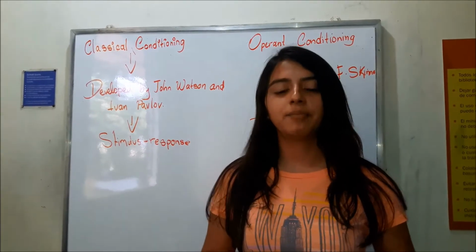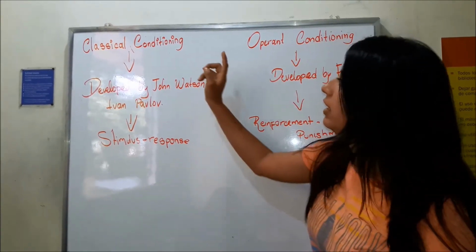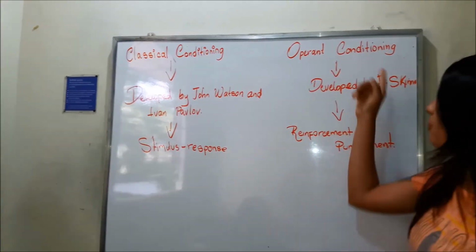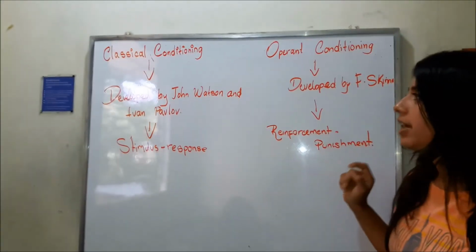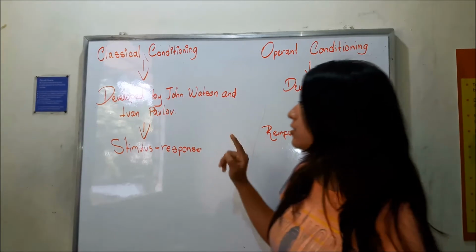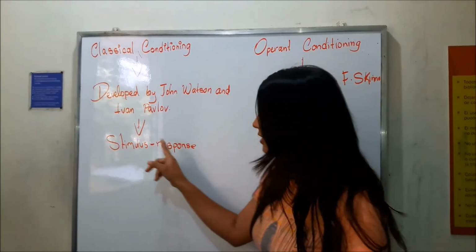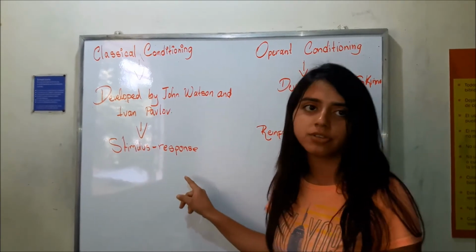This approach is divided into important classifications, which are the classical conditioning and operant conditioning. The classical conditioning was developed by John Watson and Ivan Pavlov. This is about stimulus and response.